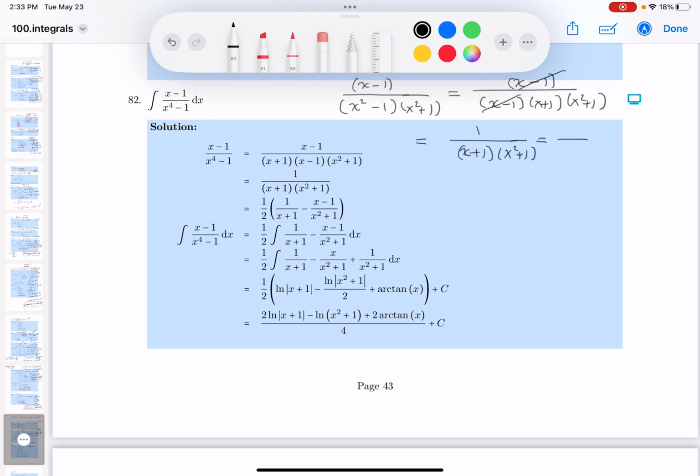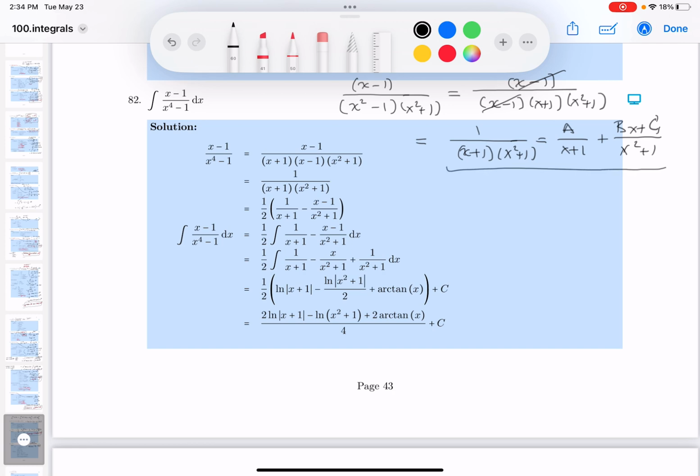You get 1 over x plus 1, x squared plus 1. Then you get A over x plus 1 plus, it's irreducible, so I can put down Bx plus C over x squared plus 1. What are you going to do now? Multiply both sides by the LCD. And what would you get?